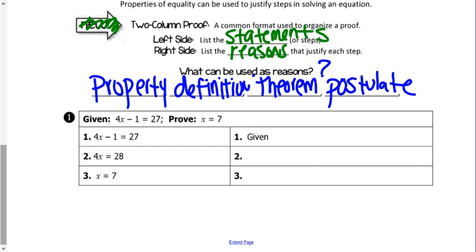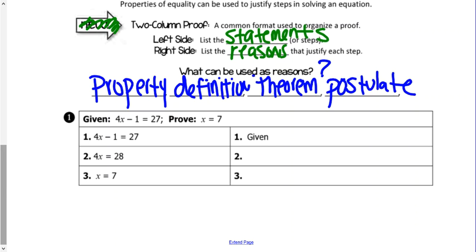I start off with a given. My given statement is that 4x minus 1 is equal to 27, and it's asking me to prove that x is equal to 7. Since this is an algebraic proof, I need to go through and do all of the steps. You do not do more than one step in one line if they have different reasons. I'll go through that in a little bit, but basically you just do one step at a time. Even though it's tedious, you are solving the problem as if you were teaching it to somebody who has never solved an equation before.